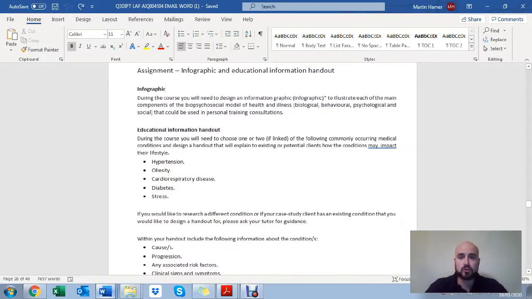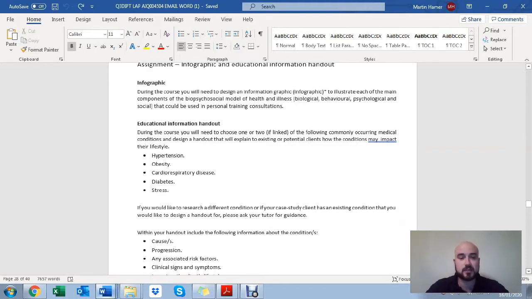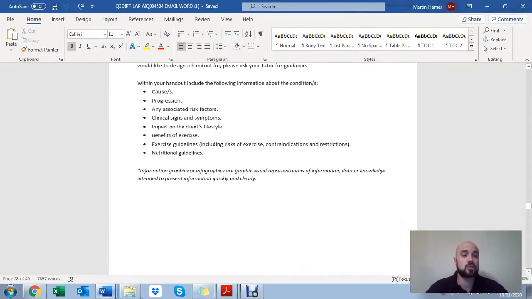What you will also need to do is have an educational information handout as well. During the course, you'll need to choose one, or two if linked, of the following occurring medical conditions. You can see you need to pick one of these medical conditions below. Make sure you do plenty of research on it, and the information here tells you exactly what needs to go into the particular handout, potentially to give out to future clients as bits of education information.